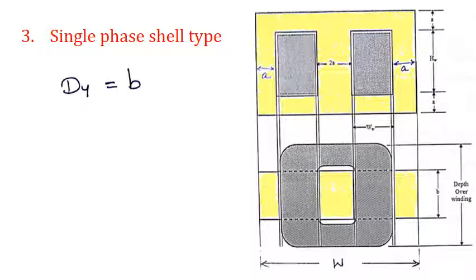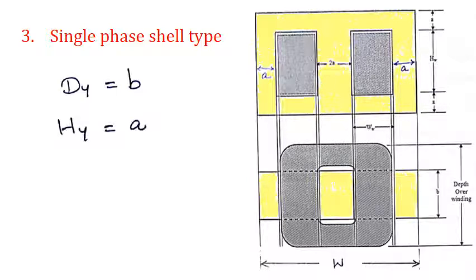First, depth of yoke. Dy is equal to small letter b, where small letter b is this dimension. You can see the top view. Here a dimension small letter b is shown, that is equal to the depth of yoke. One more thing to be noted is that unlike the core type transformer, the shell type transformer has a rectangular type of core and a rectangular type of winding. In core type transformers, we had circular windings, but here the winding is somewhat of a rectangular shape.